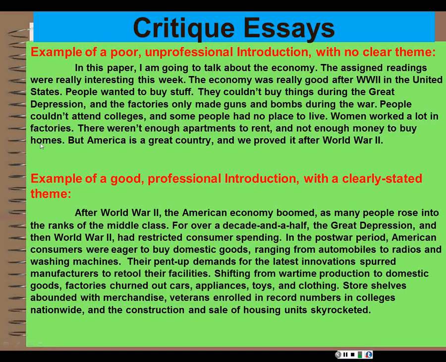Please avoid this kind of opinion. Again, I think America is a great country. You think America is a great country. We all do. But again, this is more opinion. We want to make it very, very professional.